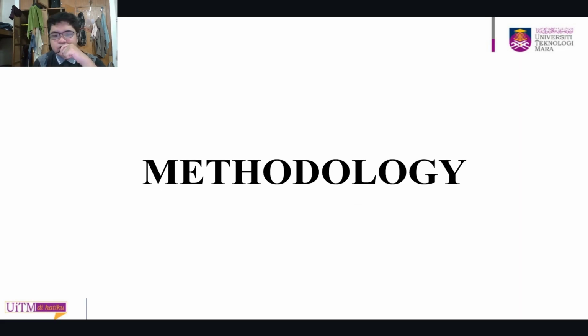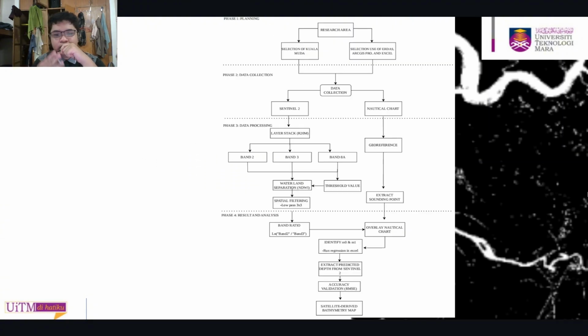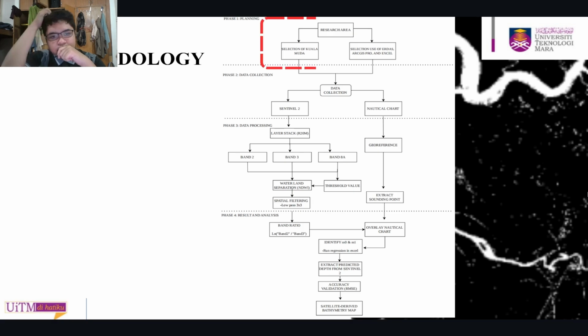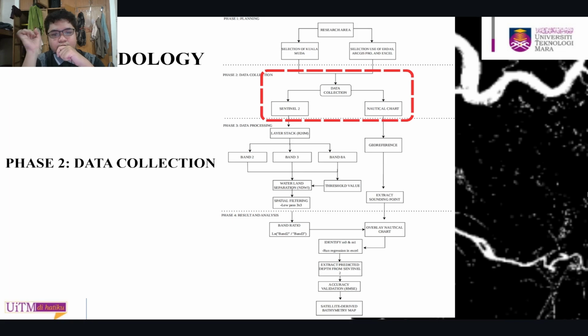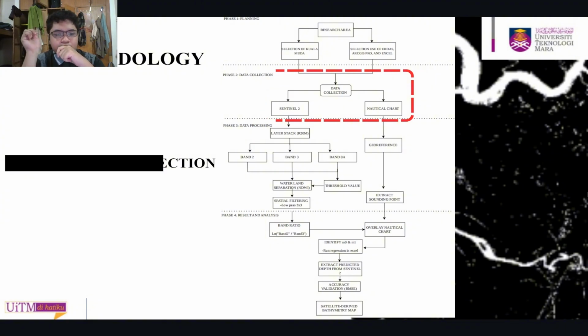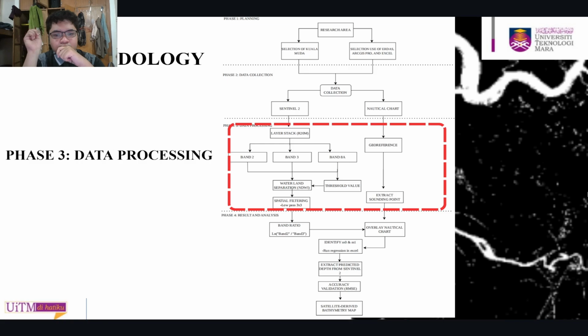So next is the methodology. In my methodology, there are 4 phases. First is phase 1, which is about the selection of the study area and the selection of software. Then the second one is data collection, which involves 2 data: the Sentinel 2 and nautical chart for this work. Third one is phase 3, data processing, which involves a lot of work, mainly from ADAS and also ArcGIS Pro.